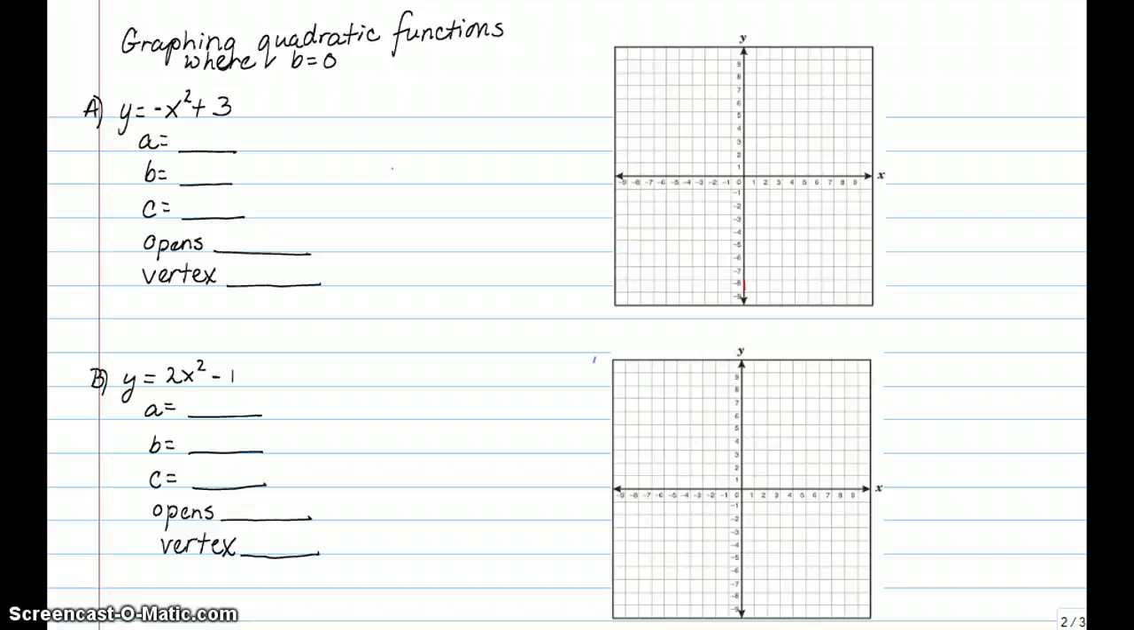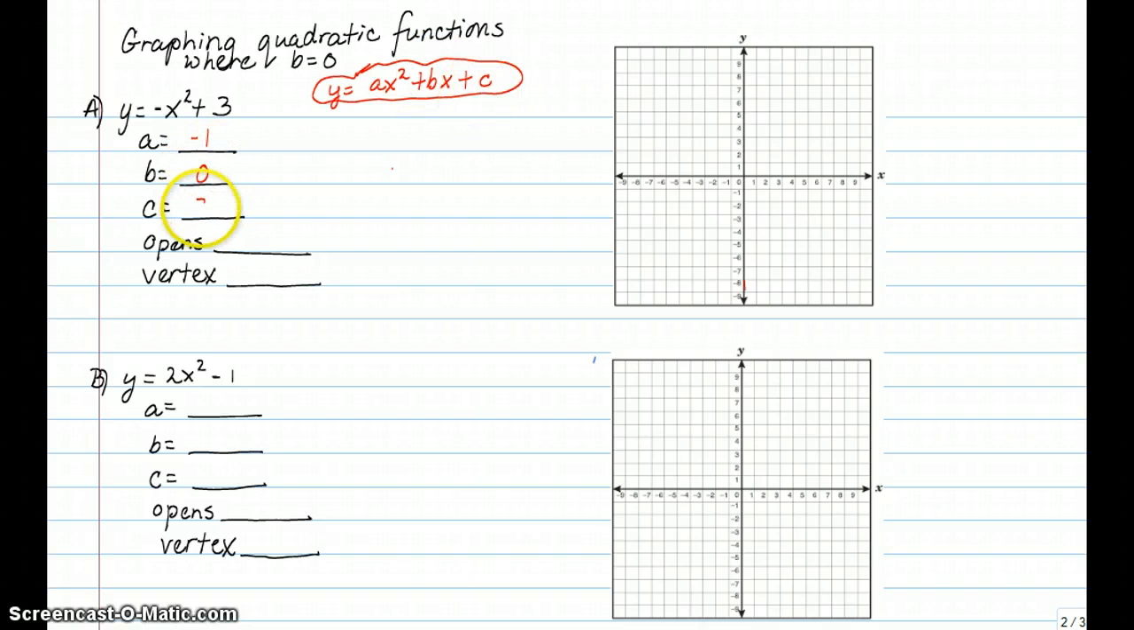Okay, so here's our first example. Y equals negative x squared plus 3. So A, remember this is the standard form, ax squared of the quadratic function plus bx plus c. So that should be something you can look back at. So we have negative 1 for our A. Our b is not there. Bx is not there, so it's 0.